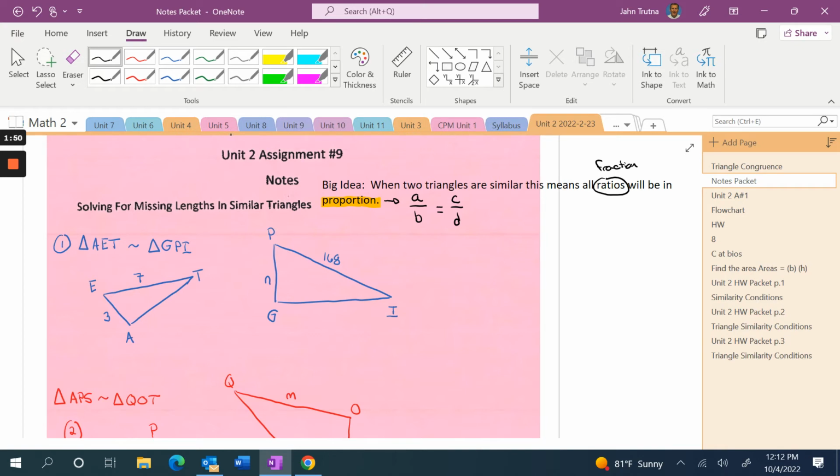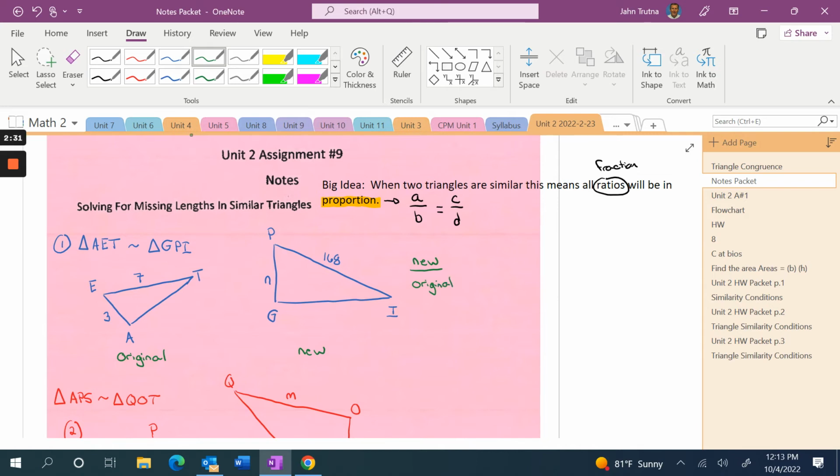Okay, so we're going to use that same idea here because the big idea is that when two triangles are similar, this means that their ratios are going to be in proportion. Okay, now, just for clarifying sake, I'm going to refer to the triangle on the left as the original triangle, and I'm going to refer to the triangle on the right as the new triangle for both number 1 and number 2. So that means when I write my ratios, I'm going to put the new triangle's values in the numerator, and I'm going to put the original triangle's values in the denominator.